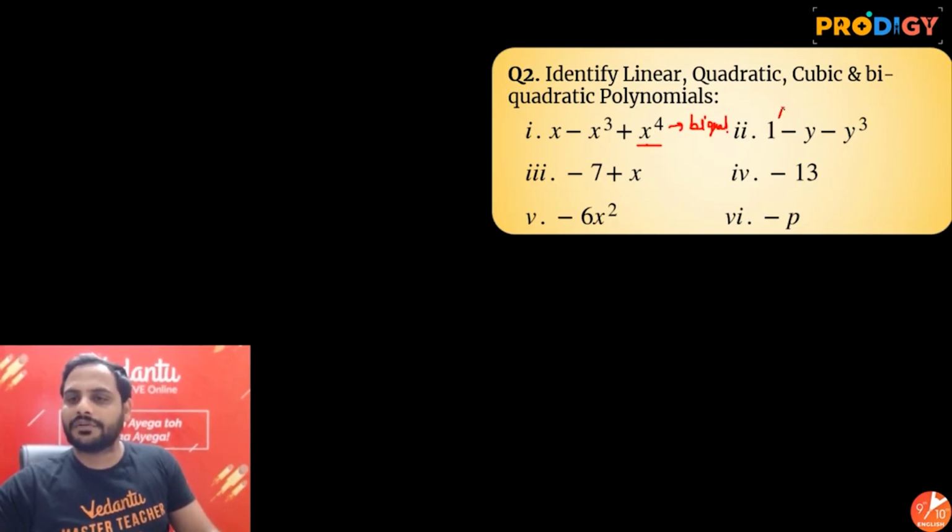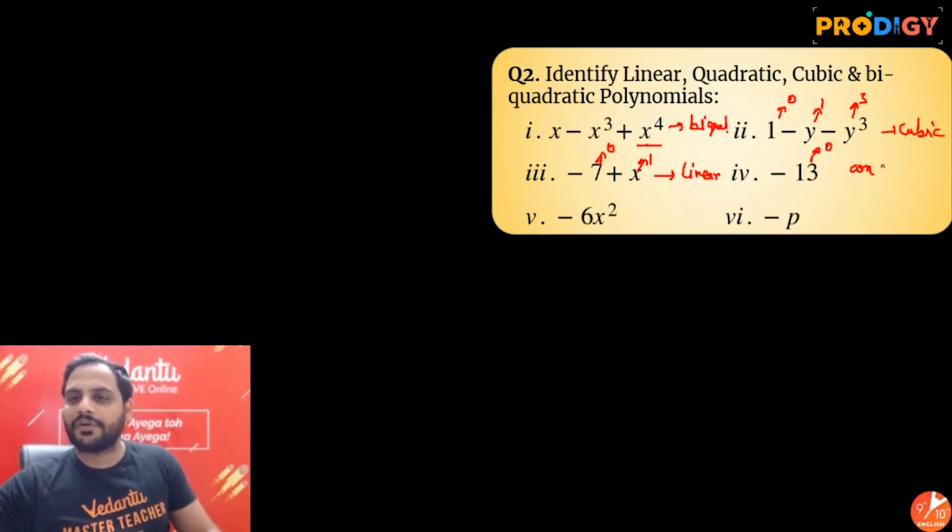Here power 0, power 1, power 3. It will be what, beta? Cubic. Minus 7, power 0, x power 1. It means linear. Minus 13, constant number. Power of the variable is 0.